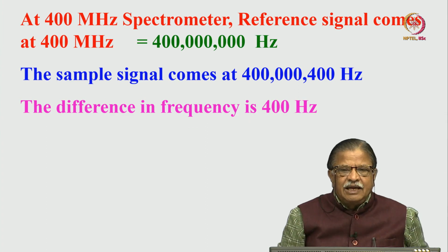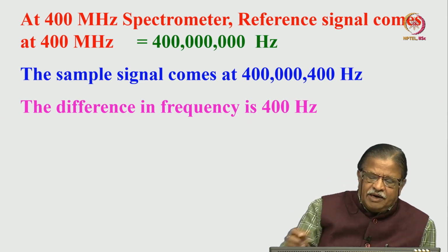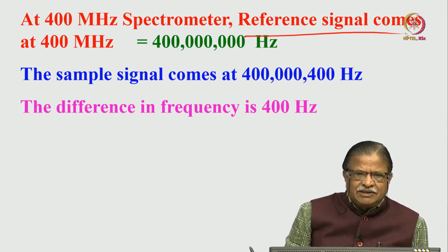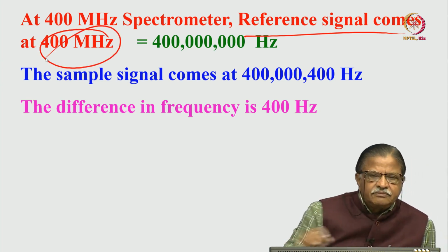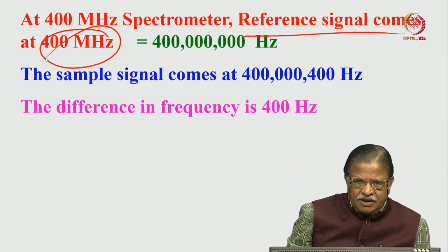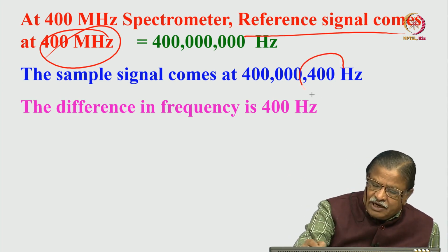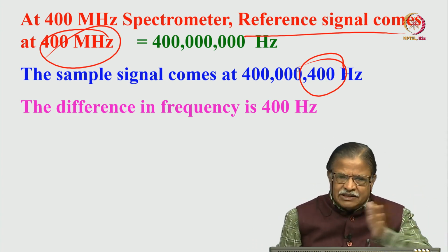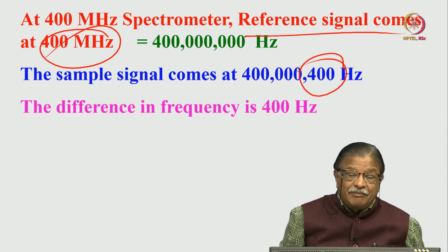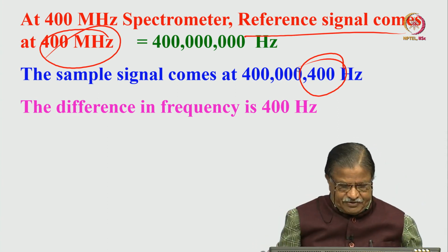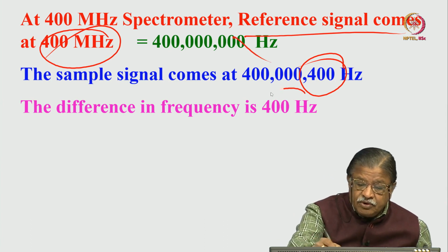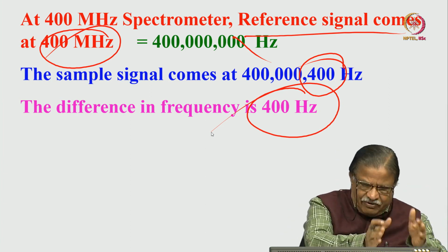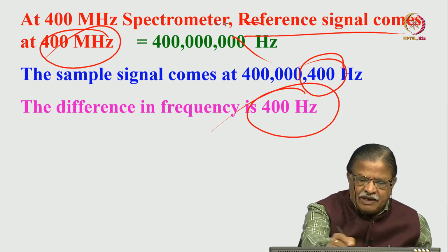How do we do that? Let us say I have a 400 megahertz spectrometer, and my reference signal comes at 400 megahertz. That is my reference, TMS, and the signal comes at 400 megahertz plus 400 hertz. A small shift, I told you, because of the induced field due to the chemical environment at the site of the nucleus. What is the difference between these two? Only 400 hertz. So, this is the differential value we got, frequency of the signal minus the frequency of the reference. This is my reference.